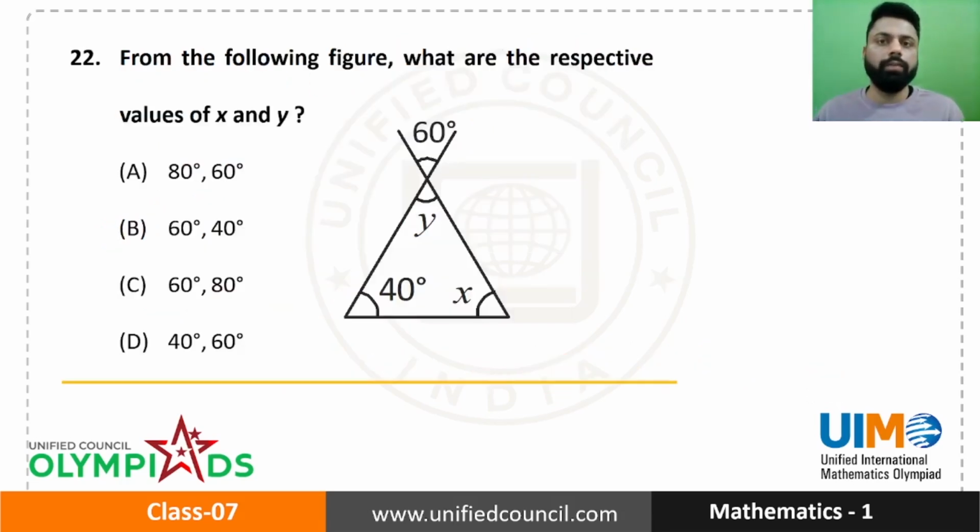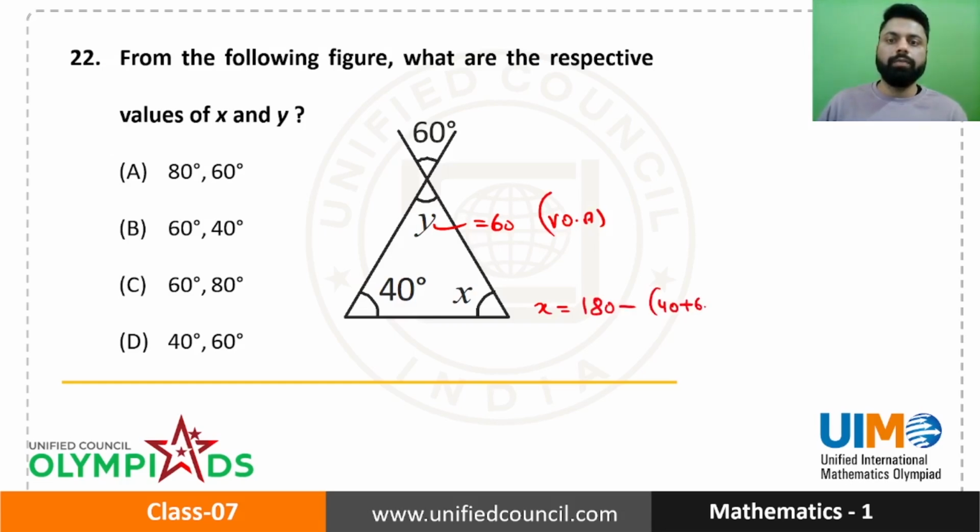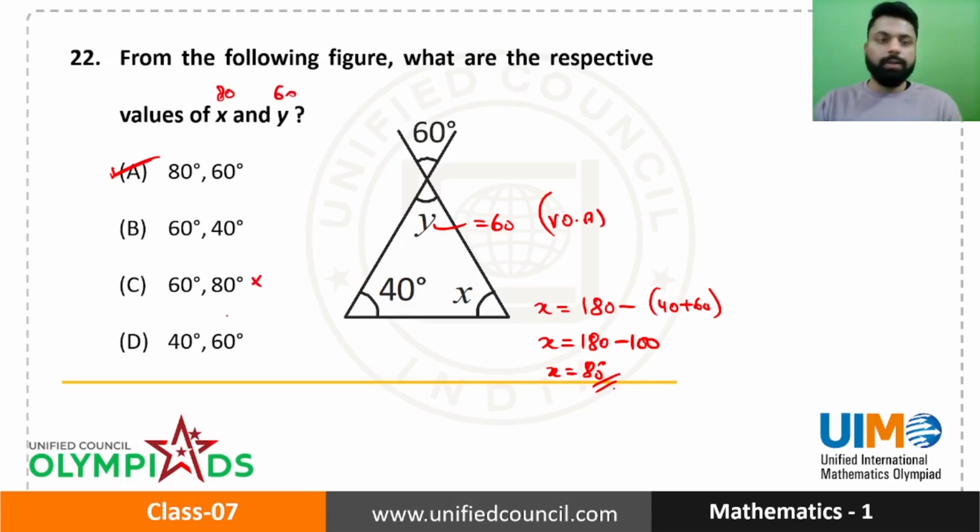From the following figure, what are the respective measures of x and y? So see, y is equal to 60, vertically opposite angle, and x is equal to 180 minus 40 plus 60, 180 minus 100, so x is equal to 80 degrees. X and y, so 80 comma 60. We need to select the right sequence. First of all 80, then 60. If you select this one, so your answer is incorrect.